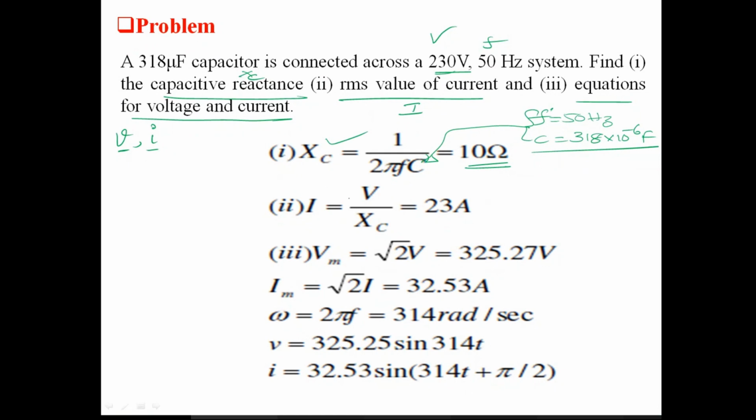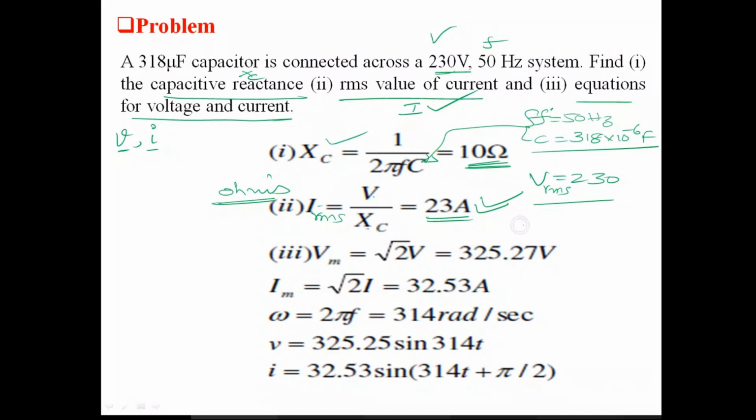So once you get Xc, if you apply Ohm's law in a pure capacitive circuit, I is equal to V by the capacitive reactance, V by Xc. V is already given as 230 volts. This is V RMS, 230 volts, and Xc is 10 ohms. Therefore, the current I RMS is equal to 23 amperes. So that was asked, the RMS value of current. So we got the RMS value of current as 23 amperes.